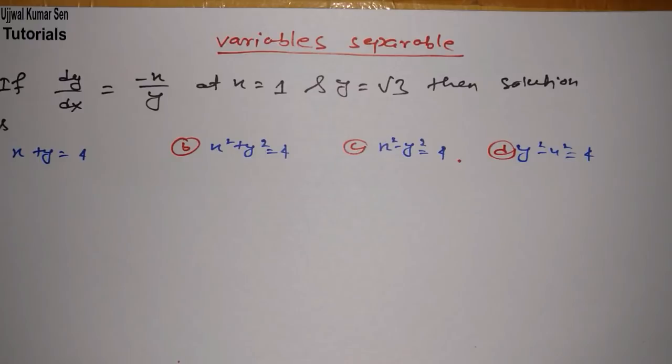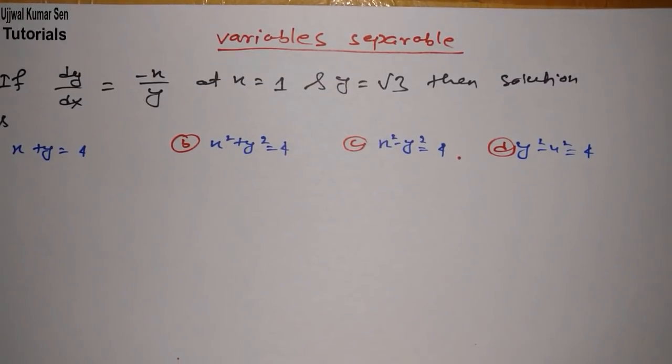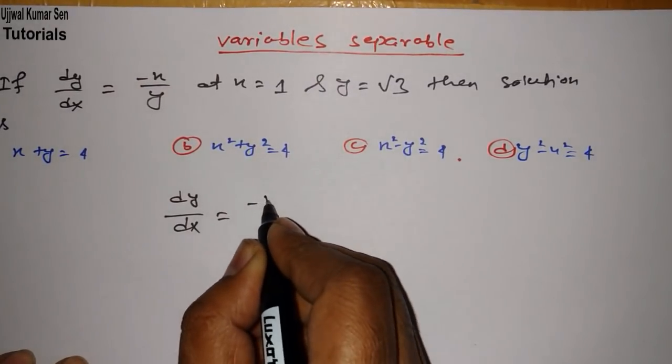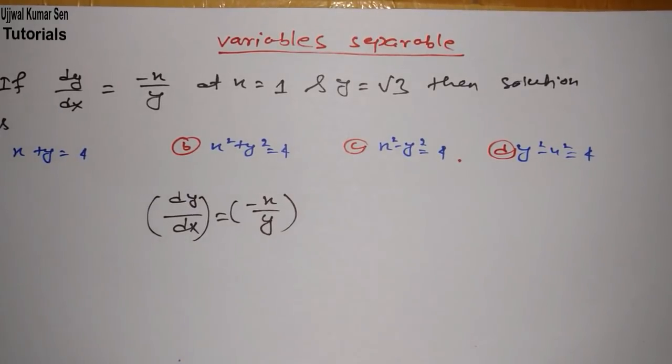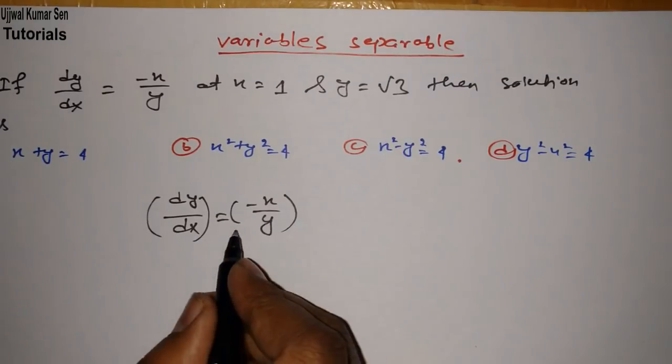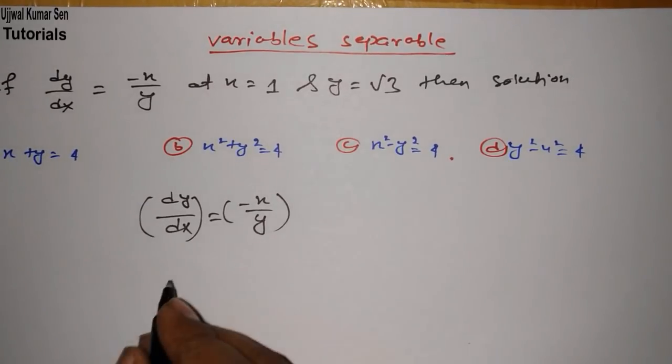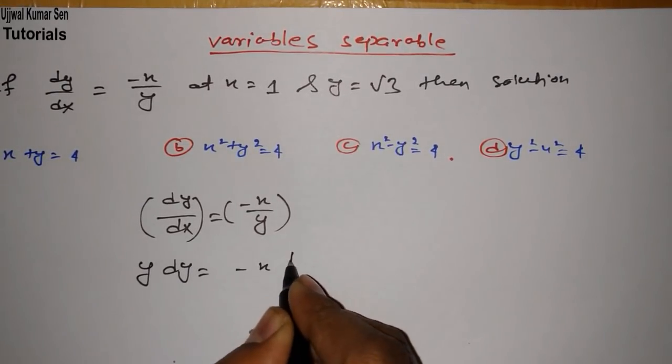In case of variable separable, you have to separate the variables, then integrate, and then you will get the answer according to the question asked in the examination. In this question we have a differential equation, dy by dx is equal to minus x by y. How do we solve this equation? Simple, just cross multiply, or separate the y terms on one side and the x terms on the other side.